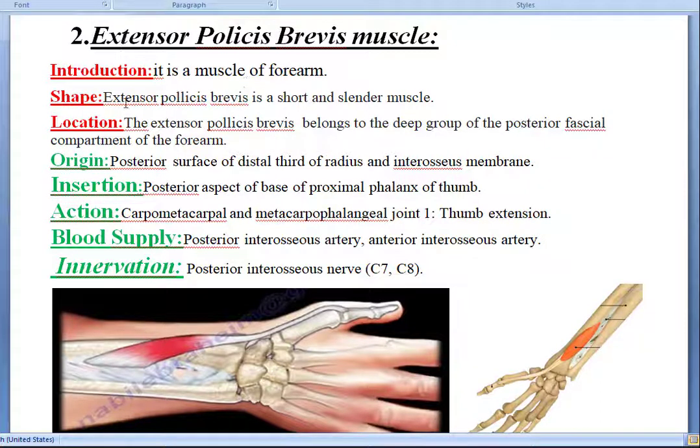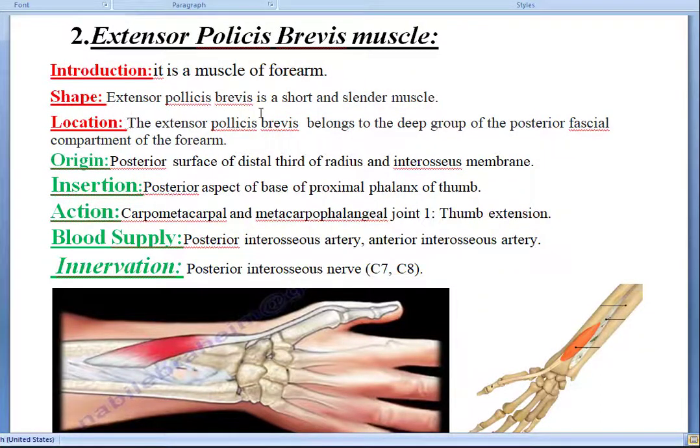It's a muscle of the forearm. Extensor pollicis brevis is a short and slender muscle. It belongs to the deep group of the posterior fascial compartment of the forearm. So it is located posterior, in the deep posterior compartment of the forearm.